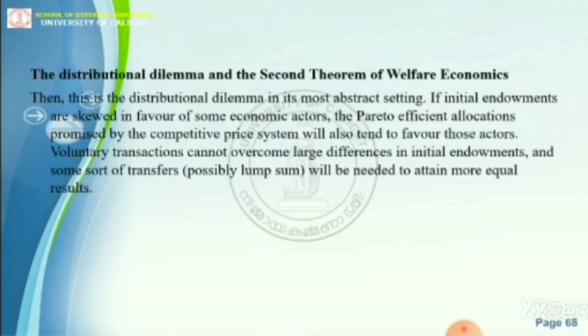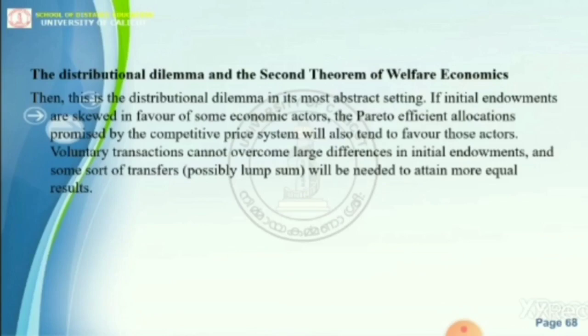If initial endowments are skewed in favor of some economic actors, ശ്രദ്ധിച്ചോളൂ, if the initial endowments are skewed in favor of some economic actors, the Pareto efficient allocations promised by the competitive price system will also tend to favor those actors. Voluntary transactions cannot overcome large differences in initial endowments, and some sort of transfers, that is possibly lump sum, will be needed to attain more equal results.